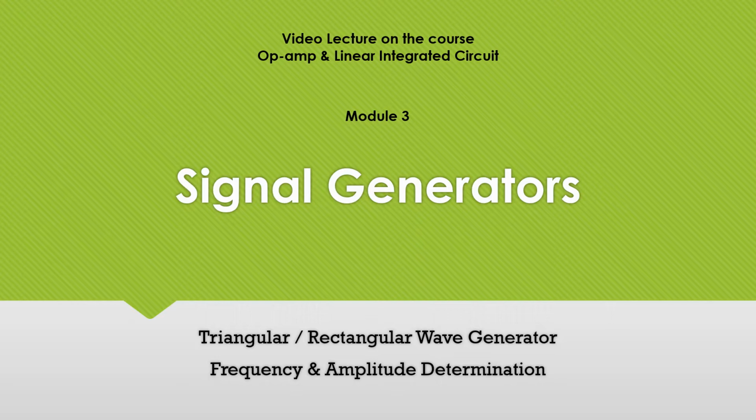We have seen the operation of triangular or rectangular wave generator using a Schmitt trigger and an integrated circuit in the previous session. In this session, we will be mainly concentrating on how we can obtain the amplitude, that is the amplitude of output voltage V naught, and the frequency of the circuit for this particular type of circuit.